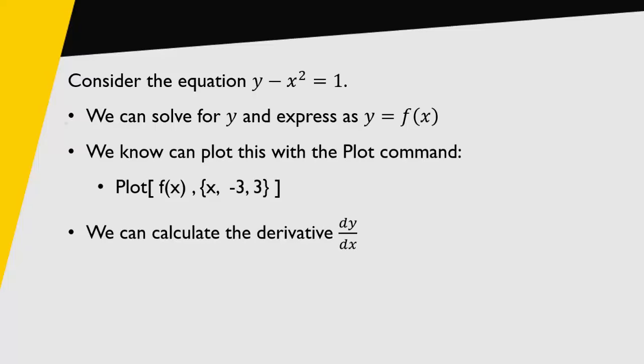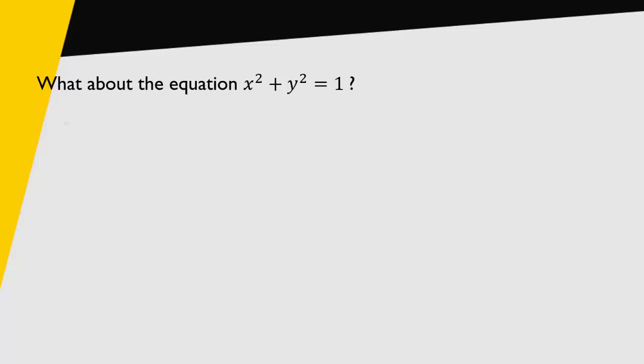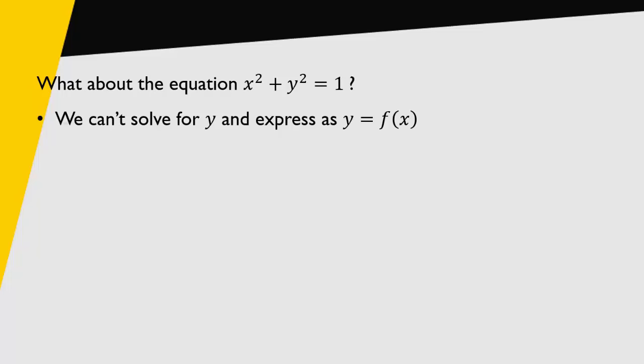What if we look at a different equation? Consider the equation x squared plus y squared equals 1. This one's more challenging. If we tried to solve this for y, we'd end up with plus or minus the square root of something. In other words, for each input x, we might get more than one possible y value. But this says we can't solve this for y and express it explicitly as a function of x. We can still talk about x being an independent variable and y being a dependent variable, but we can't solve this equation explicitly. So that makes it a little more challenging to work with.